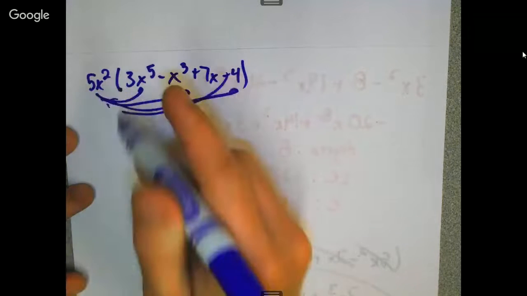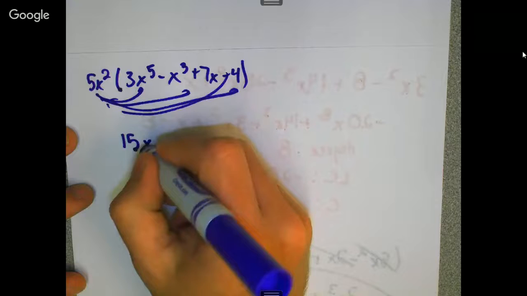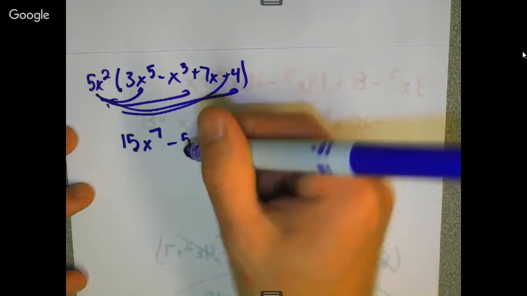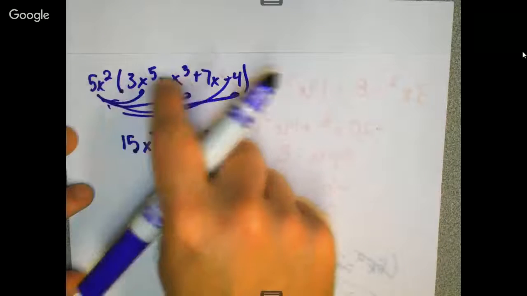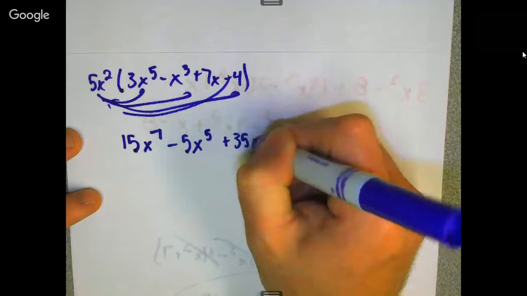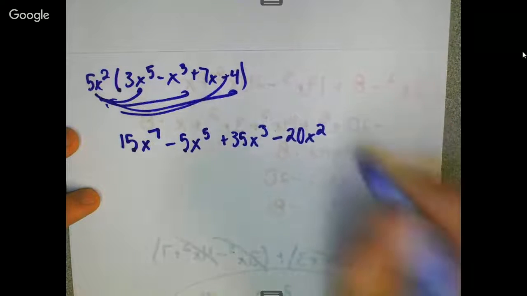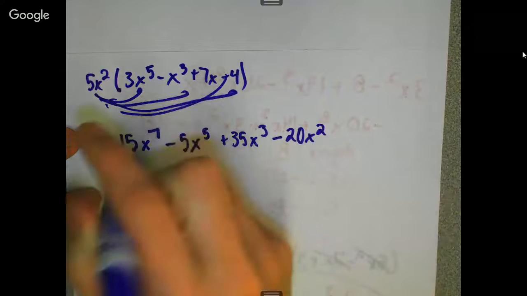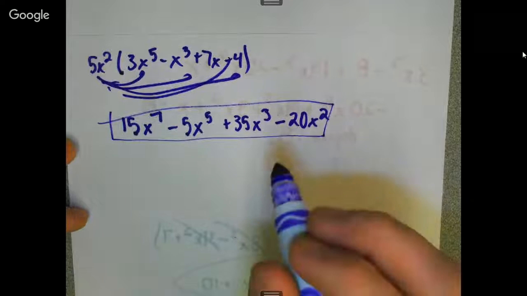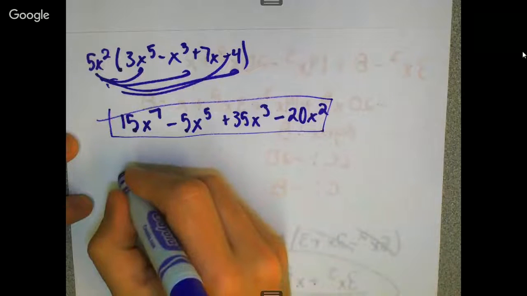So I have 5 times 3 is 15. And x squared times x to the 5th, which makes x to the 7th. Okay, I have 5 times negative 1, that's minus 5. X to the 5th, remember we're adding the exponents here. Plus 35x to the 3rd minus 20x squared. Again, just double check to make sure you don't have any like terms to combine, and then circle your answer. Now with some that are a little more difficult, okay, we have this one here.